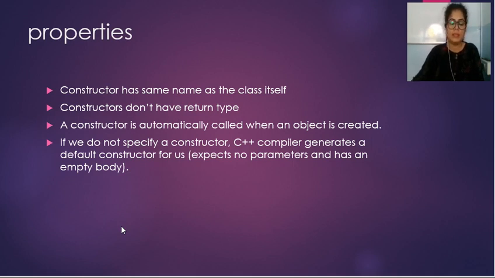Next is, constructors don't have any return type. A constructor is automatically called when an object is created. If we do not specify a constructor, the compiler generates a default constructor for us. Default means it will automatically create a default constructor for us.